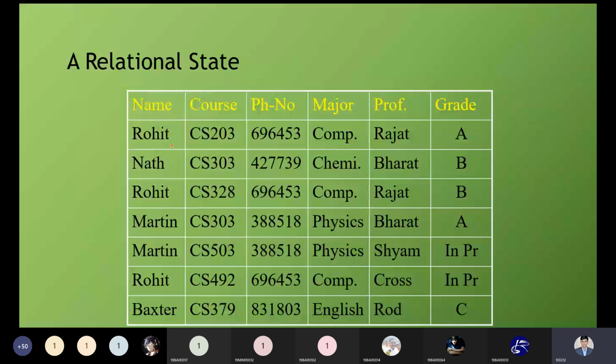You can see there are 1, 2, 3, 4, 5, 6, 7 tuples we have. In these 7 tuples, the student name is associated with the course he opted for, his phone number, and his major, meaning the subject or stream he or she belongs to. It's computer science, chemical, and physics also. And who is the professor associated with such a student? The names are written here: Rajat, Bharat, Siam, and so on. And the student got the grade A, B, B in PR and C. Okay, in PR, what is meant by the PR grade?